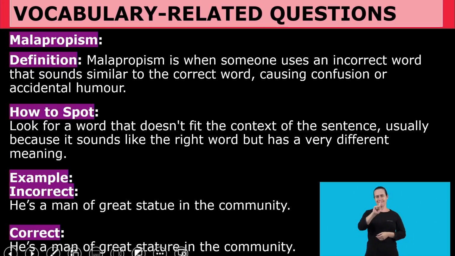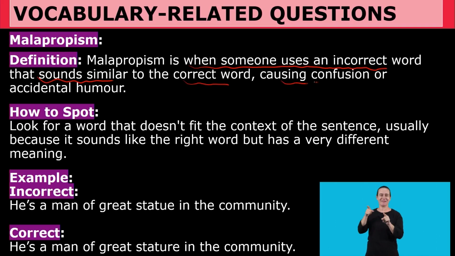Malapropisms are next up, and this might sound very difficult, grade 12s, but it really isn't. A malapropism is when someone uses an incorrect word that sounds similar to the correct word, causing confusion or accidental humor. So look for a word that doesn't fit the context of the sentence, usually because it sounds like the right word, but it has a very different meaning.